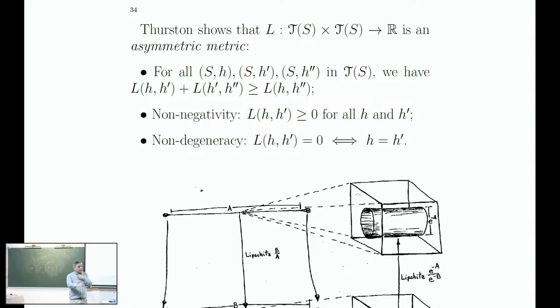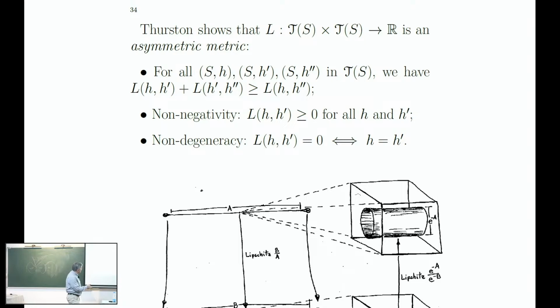Venkatesh also talked about this, the Funk metric. I think he mentioned this Funk metric. In fact, physicists are used to dealing with asymmetric metrics. The non-negativity is necessary. The metric must be greater or equal to 0.